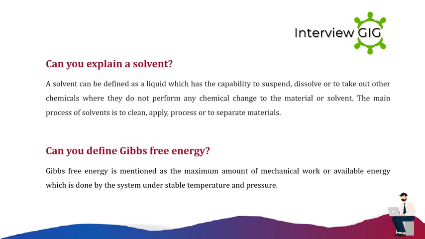Can you explain a solvent? A solvent can be defined as a liquid which has the capability to suspend, dissolve or take out other chemicals, where they do not perform any chemical change to the material or solvent. The main purpose of solvents is to clean, apply, process or separate materials.